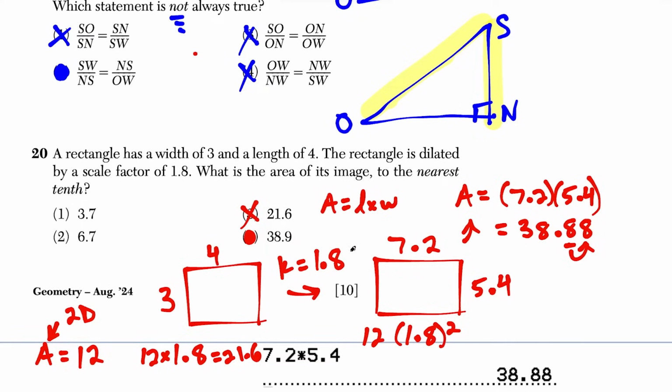If we were talking about volume and we're talking about scaling a 3D shape, then we would have to multiply by the scale factor to the third power. Okay, and if you do this in a calculator, 12 times 1.8 squared, this is also going to give you 38.88, which is going to give you the same answer, choice 4.